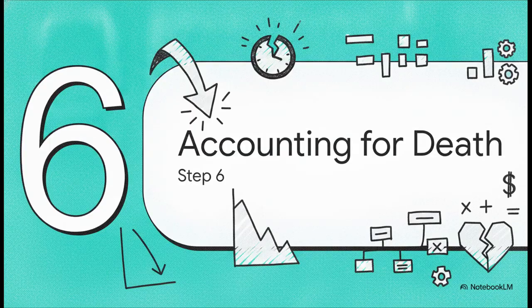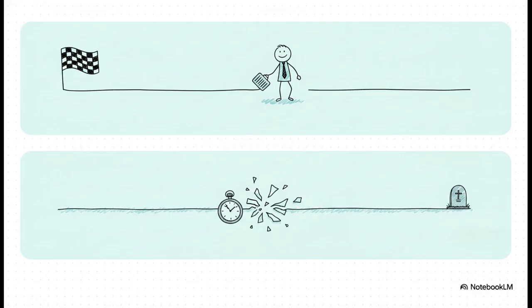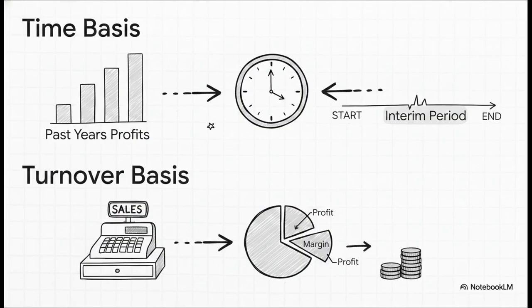And finally, step 6, accounting for death. So, a standard retirement? That usually happens neatly at the end of a financial year when you're already closing the books anyway. But a sudden death? That can happen on a random Tuesday in October. This creates a massive accounting hurdle. You suddenly have to calculate the deceased partner's specific share of the firm's profit from the start of the financial year right up to the exact date of their passing. Since we haven't officially closed the books for the year yet, we literally can't know the true final profit.